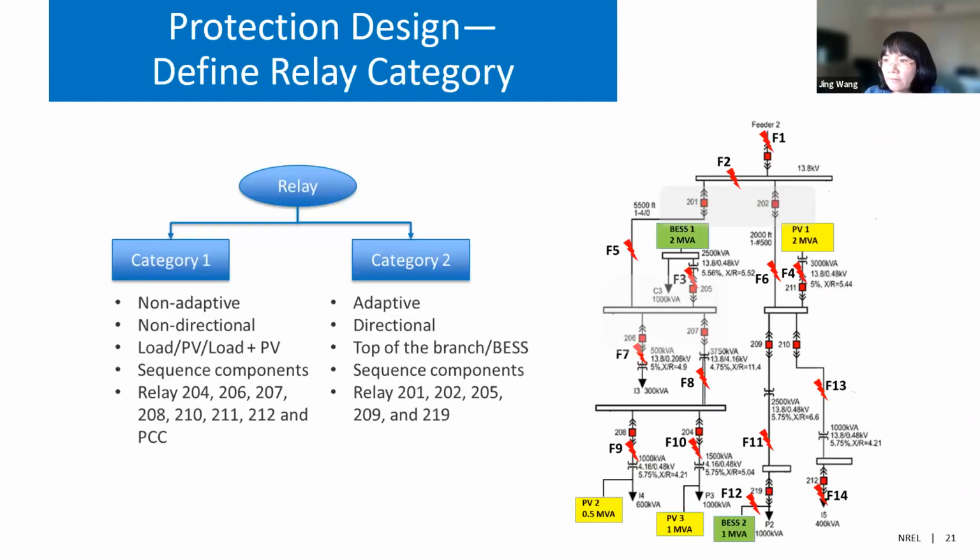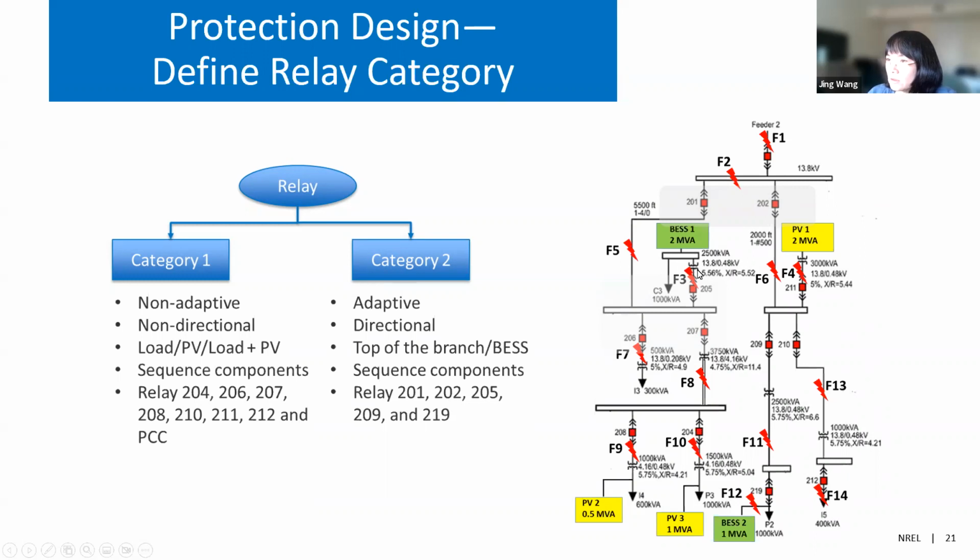First, we define the relay category. As you can see here, we have relays that are only load connected. We have a relay on top of the feeder, like 201 and 202. We have relays connected with battery, and relays connected with PV or with PV and the load.